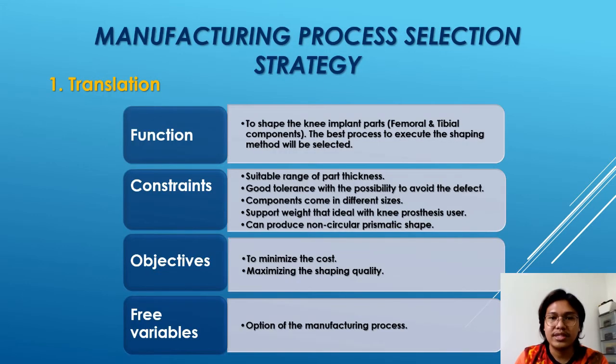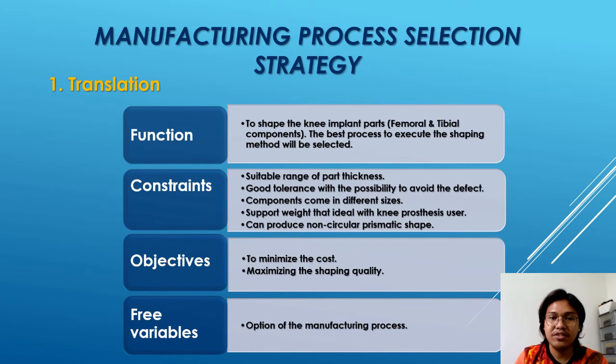For the manufacturing process selection strategy, the first step is done by translation of information. The function is set to shape the knee implant parts, which are the femoral and tibial components. Then, the best process to execute the shaping method will be selected.